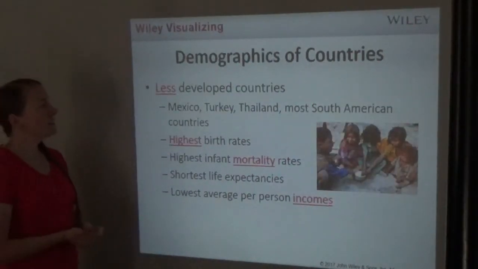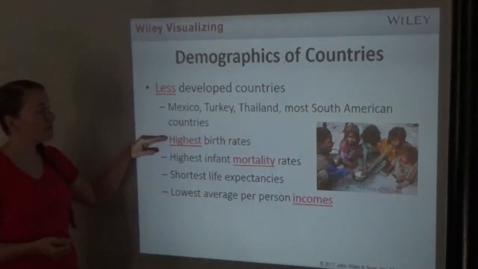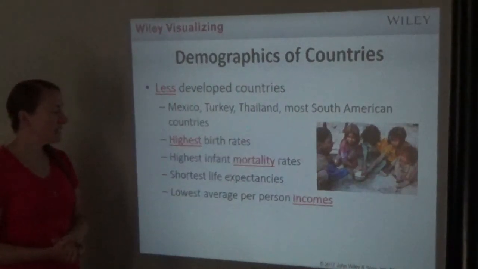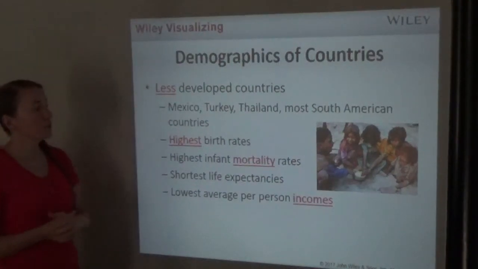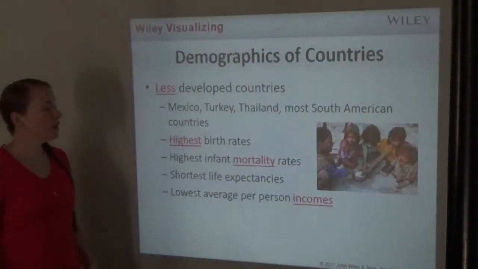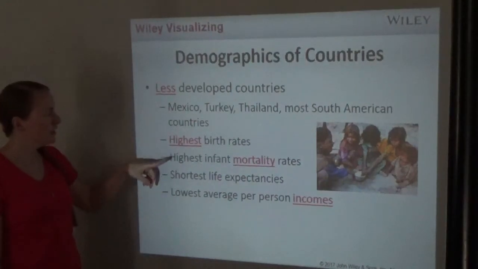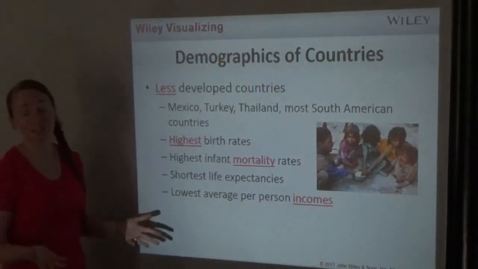And then less developed countries include Mexico, Turkey, Thailand, most South American countries. They have the highest birth rates, but also the highest infant mortality rates. So they're having the most babies, and a lot of their babies are dying. They have the shortest life expectancies and the lowest average per person incomes. So the less developed countries are the ones that we need to help the most. We need to help get them going and get them started. And so a lot of times that help comes from us helping their industrialization. They tend to have low industrialization in the less developed countries.